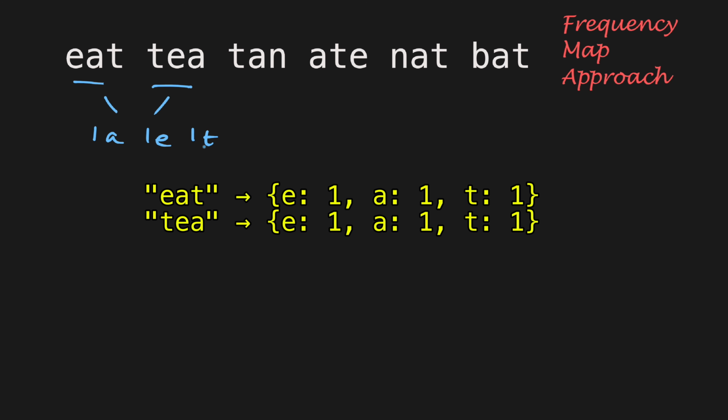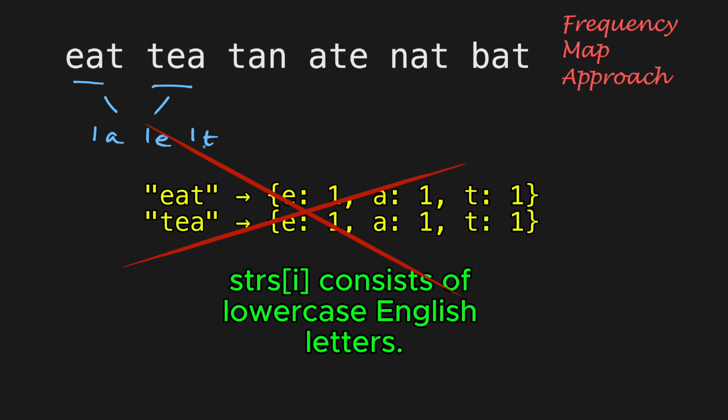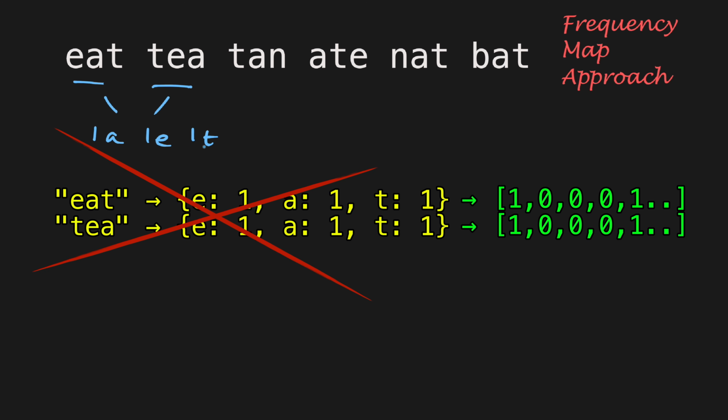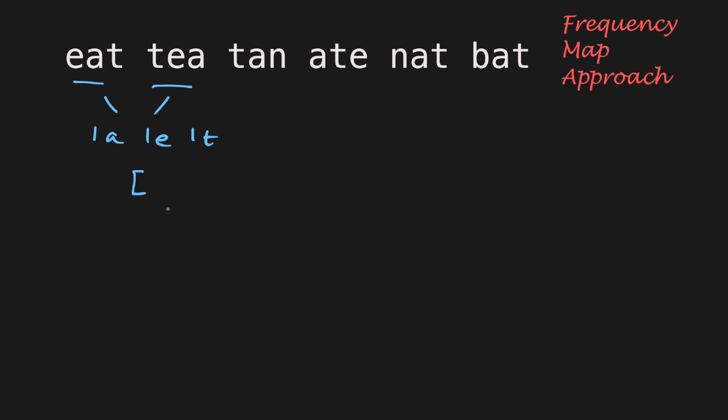Since we only need to handle lowercase English letters, we can simplify the frequency map into an array or tuple of 26 integers. Each index corresponds to the count of a character from A to Z. For instance, A corresponds to index 0, B corresponds to index 1, C corresponds to index 2, and so on. And finally, Z corresponds to index 25.